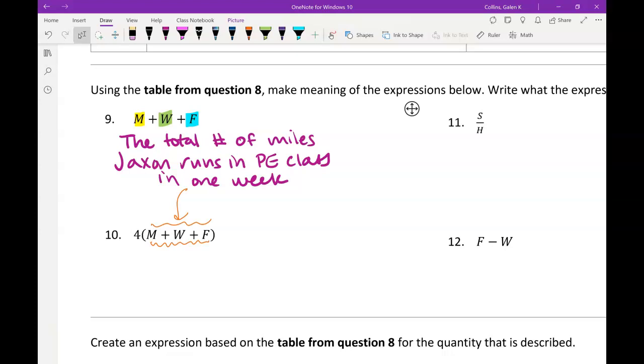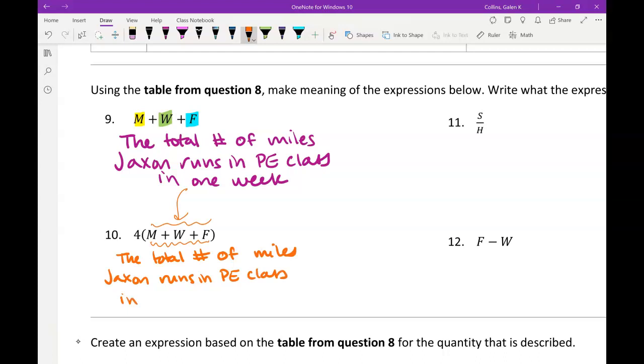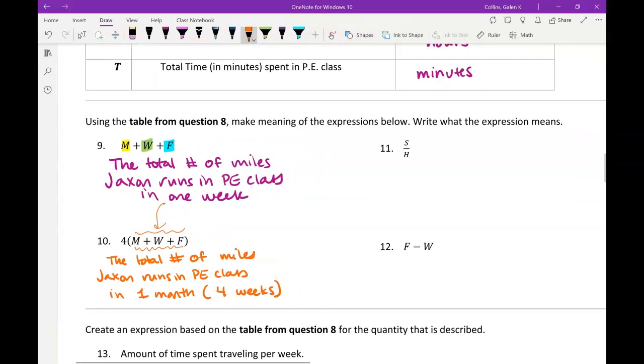I did check the answer key to this one because I was curious. And in our OUR solutions, that is just on the teacher page, you guys don't have access to it, it did say that this is meant to be the total number of miles ran in a month. I think they're both correct. So I'm going to say the total number of miles Jackson runs in PE class in 1 month, but I think it would be totally acceptable and probably more correct to say 4 weeks, since we know a month is not exactly 4 weeks.